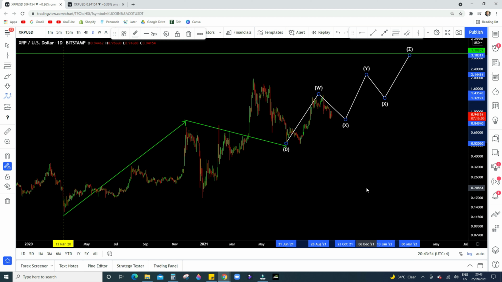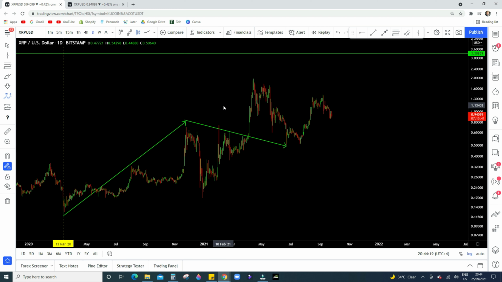However, I'm not a big supporter of this specific scenario over here, because if we are going to exactly mirror the first piece of the overall structure, this might extend the last impulse towards the end of the first quarter of next year. And I don't think that this is likely, because the cycle is most likely to end earlier than that.